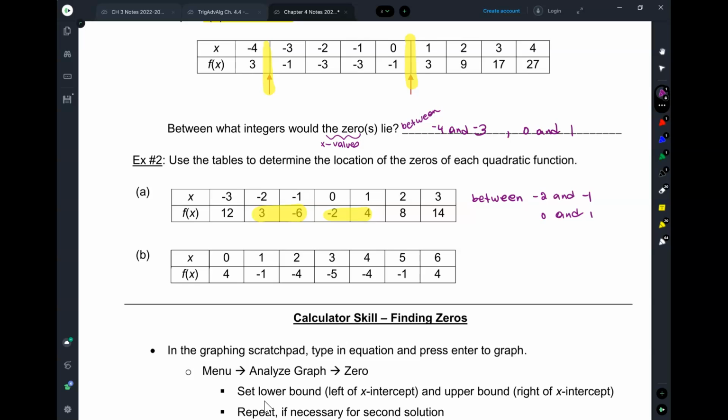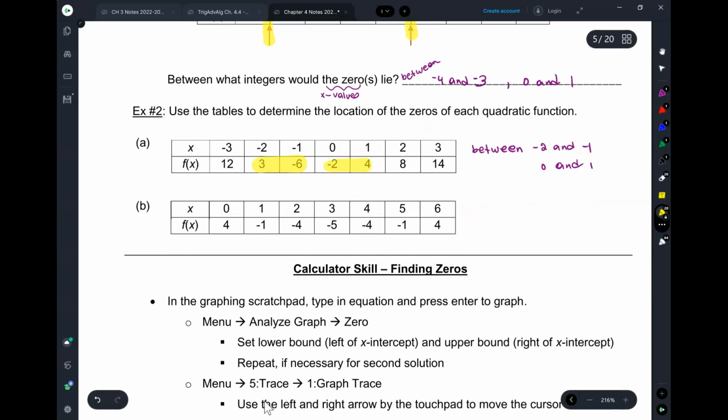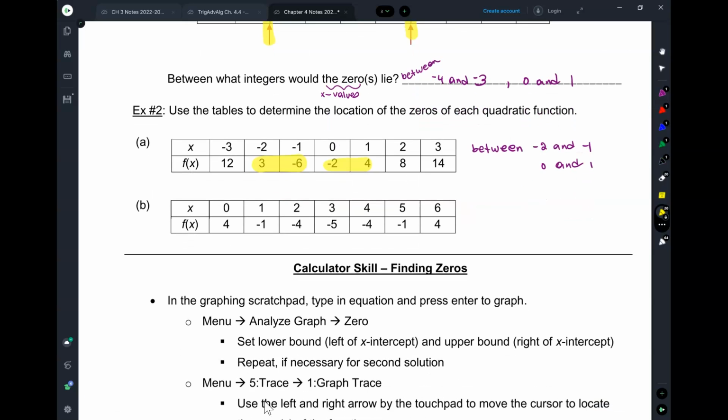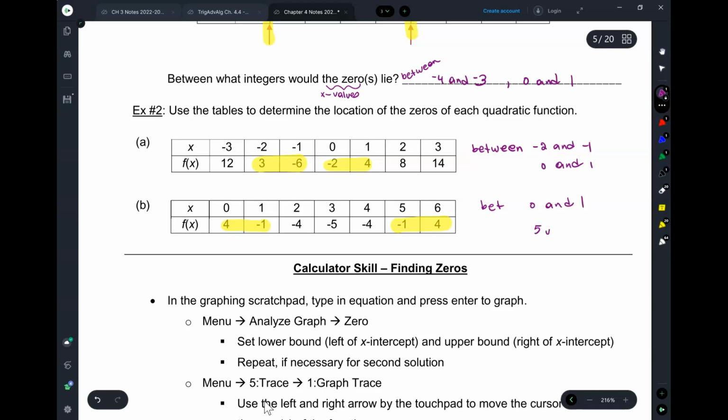The tendency in math is always to go from the smallest to the biggest. Okay, so what about here? Between 0 and 1, right here, y values change, and then where else? 5 and 6, right. So between 0 and 1 and 5 and 6. Okay, good. So that's how we do that.